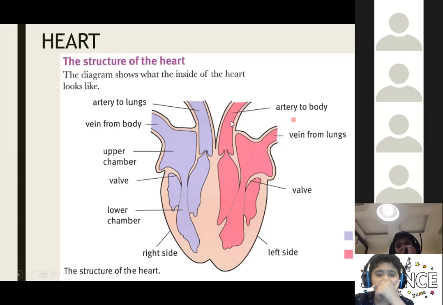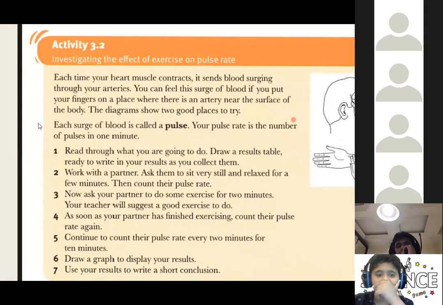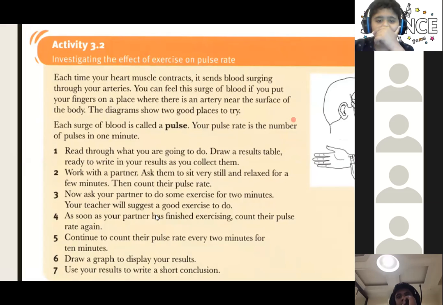So let's go to the next slide. This is an activity. Who would explain this activity? Ahmed, Sami, Khalid. Khalid is raising a hand.